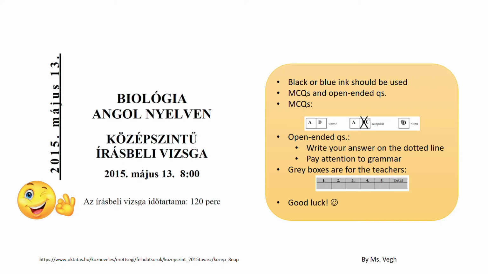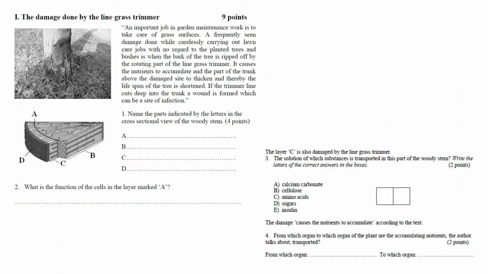Hello everybody, in today's video we are going to take a look at the 2015 Standard Level Biology final exam paper. The first exercise is about the damage done by the line grass trimmer. An important job in garden maintenance work is to take care of grass surfaces.